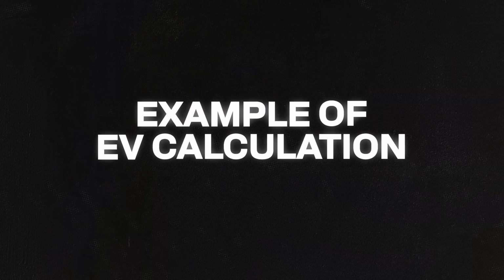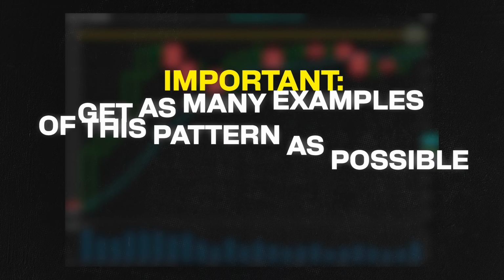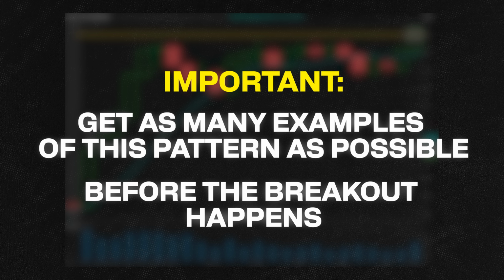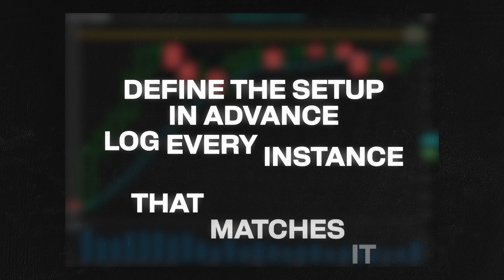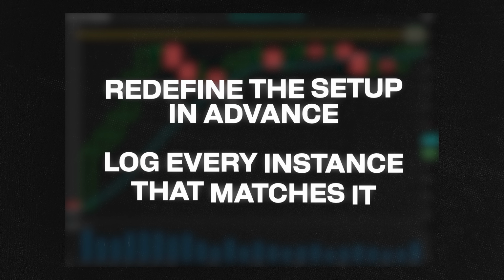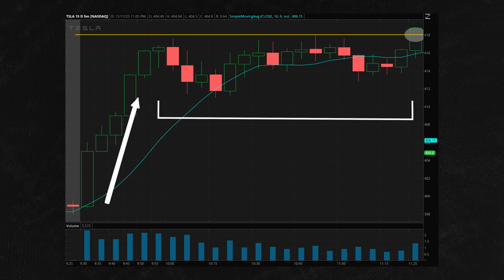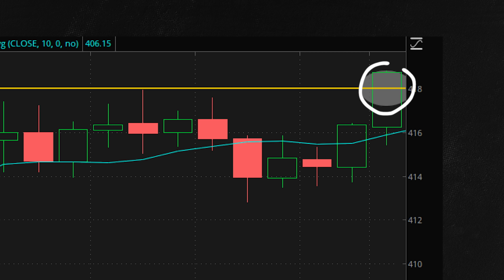So let's say I wanted to test this higher-low breakout pattern. First, I'd gather as many examples of this pattern as possible before the breakout happens. This part is critical. No cherry-picking winners. We define the setup in advance and we log every single instance that matches it. In this example, the setup is a strong opening drive, at least an hour of consolidation forming higher lows, and then a breakout to new highs.